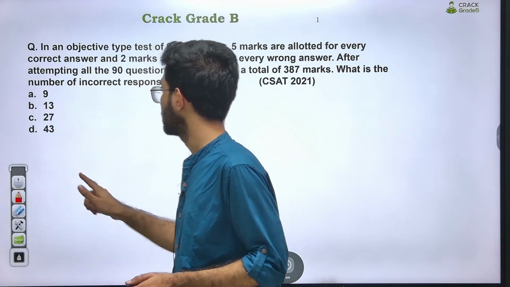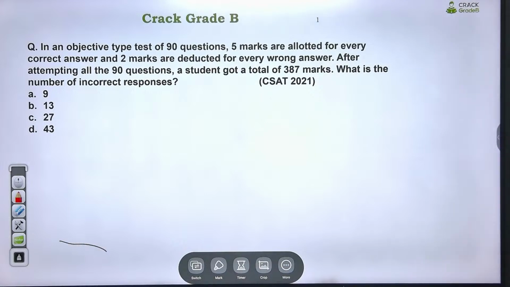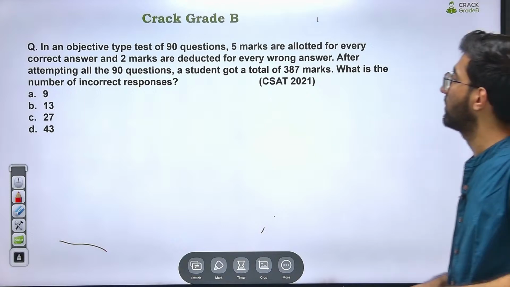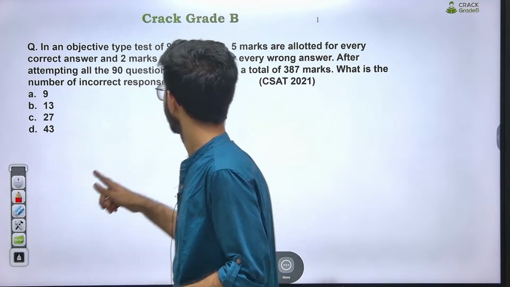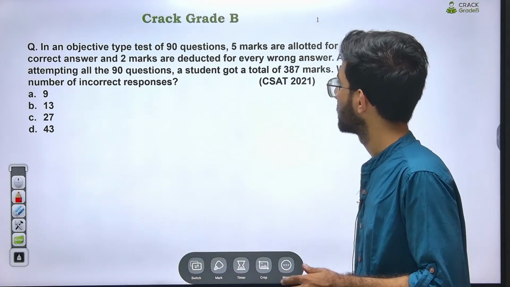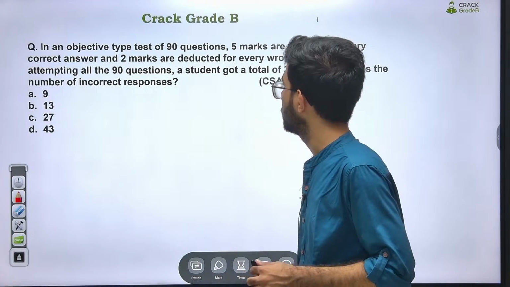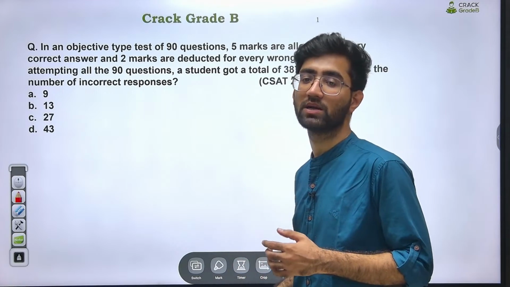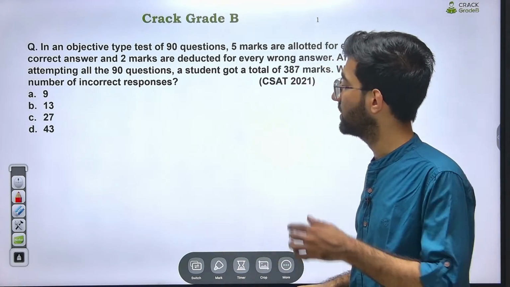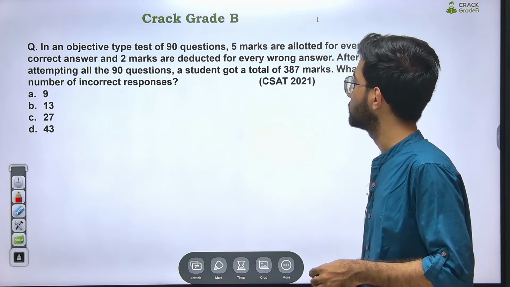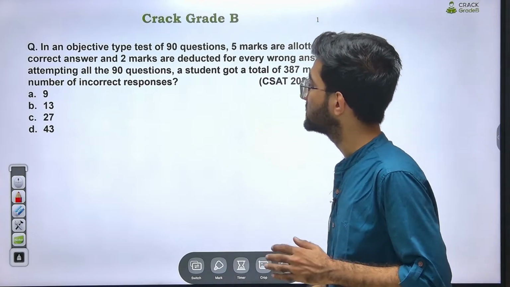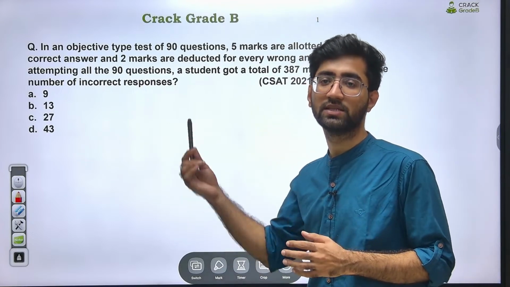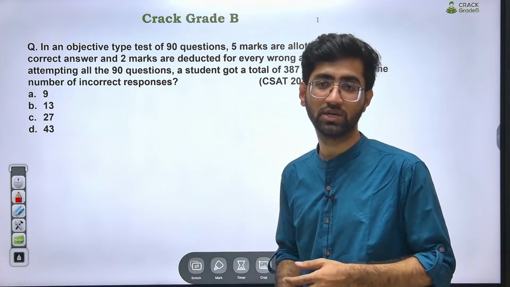Now let us solve another question. In an objective type of 90 questions, 5 marks are allotted for every correct answer and 2 marks are deducted for every wrong answer. After attempting all the 90 questions, a student got a total of 387 marks. You have to answer what is the number of incorrect responses. This question has been asked in CSAT 2021.